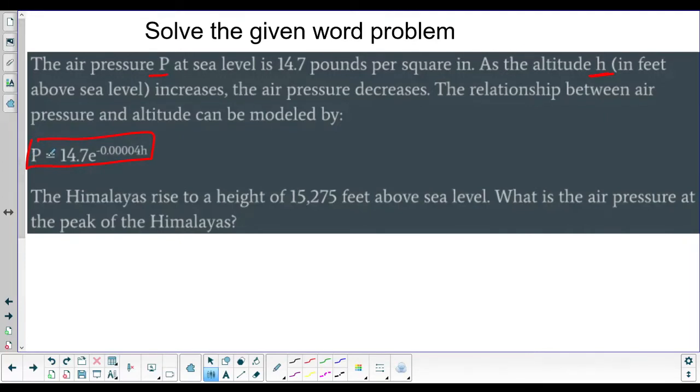So the air pressure equals 14.7 e to the negative 0.0004 times h. The Himalayas rise to a height of 15,275 feet above sea level. What's the air pressure at the peak of the Himalayas? The Himalayas, this is Mount Everest, the highest mountain on Earth.